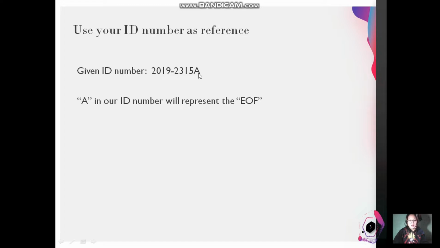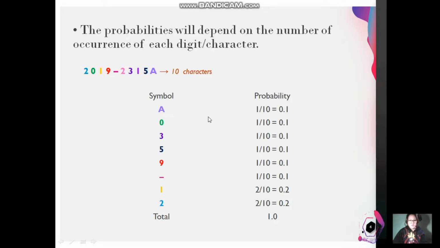2019-2315A. Recall that one important characteristic of arithmetic encoding is that we need to put a symbol which will signify the end of message. So for this task, letter A in our ID number will represent the EOF, or the end of file. Now, probabilities will depend on the number of occurrences of each digit or character.